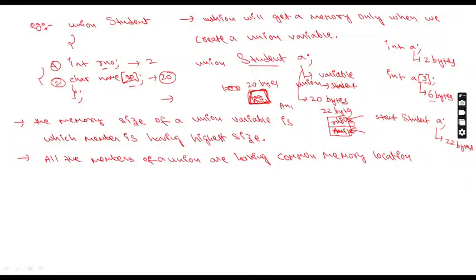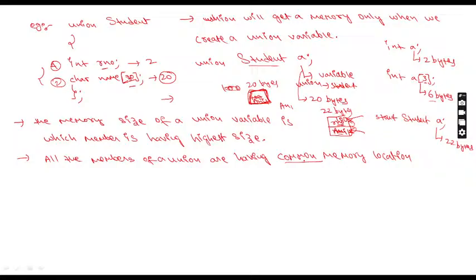But in a structure, if you enter roll number and name, both things you can enter at a time. The roll number value will be stored in the roll number place only, and the name value will be stored in the name's place only. That is the only difference, because everyone has their own place, but here all have the same space. That is called common space.